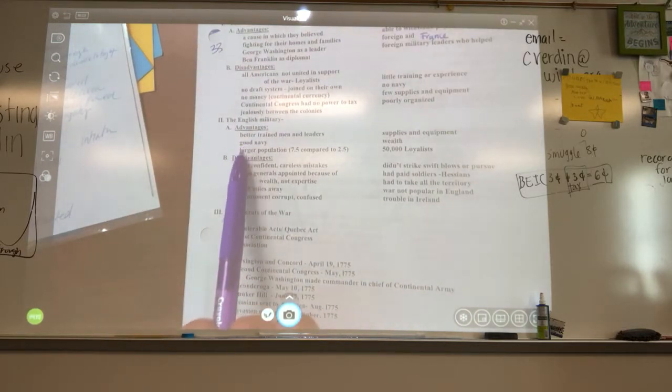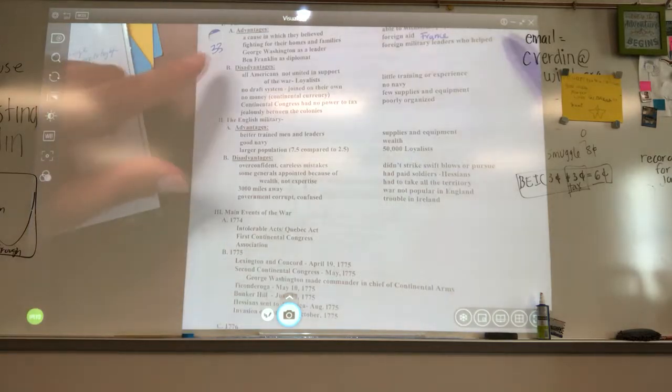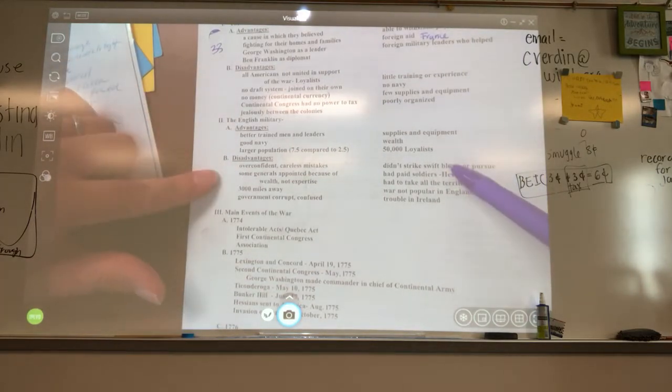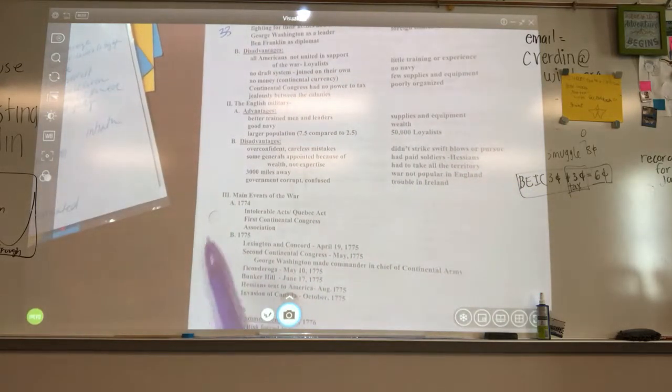Okay, and then on 32, what were the strengths of the British? They are better trained, they have a good navy, they have a larger population, they have supplies, wealth, and loyalists. Do they have everything to fight a war? Yes. Except they do not have the heart for a war. Because these people have the passion, but they don't have the items. They have the items, but they don't have the drive. And they send in their B team, the Hessians.